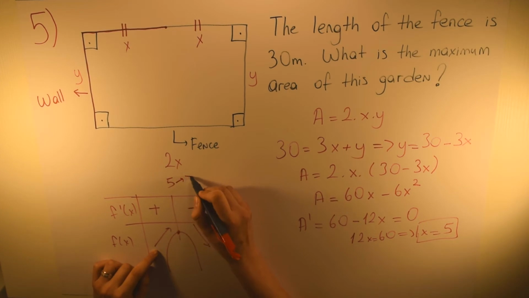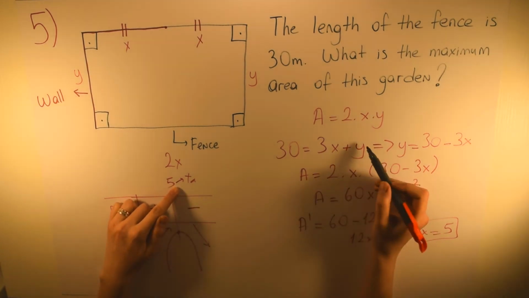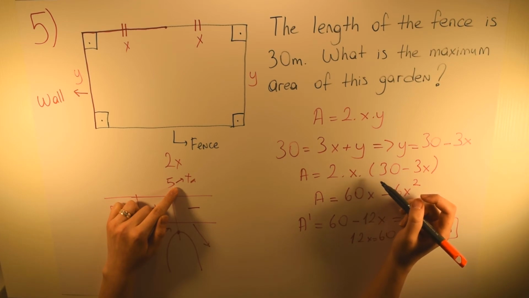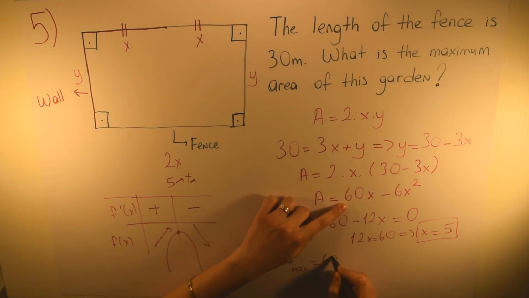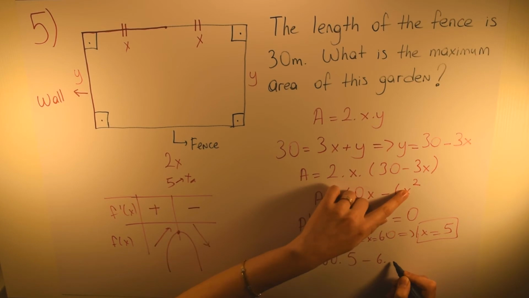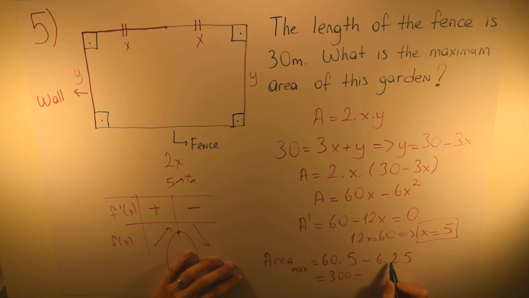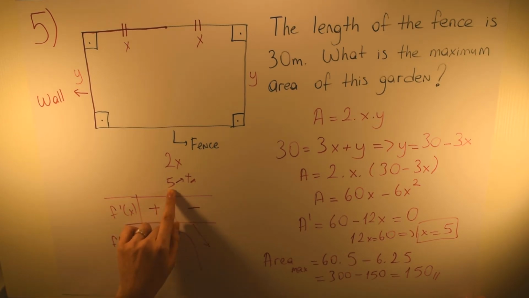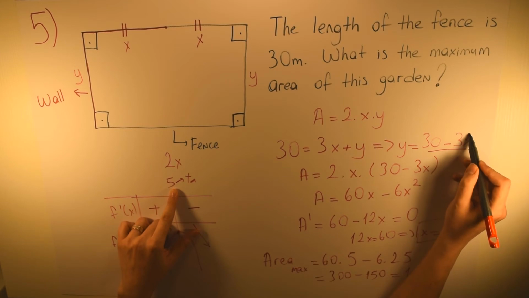But this is not the value, this is x. We will find the value of y. When I put this 5 instead of x in our function, I will be able to find the maximum area of this garden. So the maximum area is equal to 60 times 5 minus 6 times 5 squared, it's 25. So this is all equal to 300 minus 150, so this is all equal to 150. Also, another way is you can just take this 5, and we know that y is equal to 30 minus 3x. So instead of x here you can also write 5.